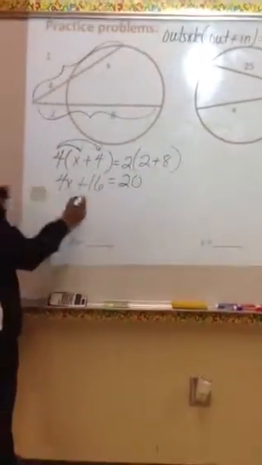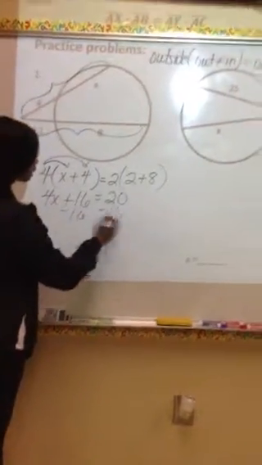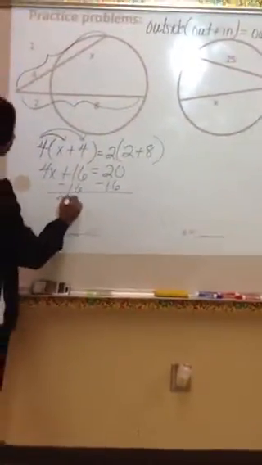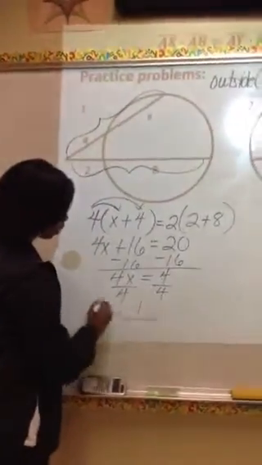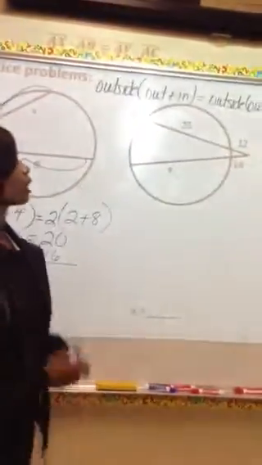And now to isolate x, we want to move the 16 first by subtracting 16 from both sides. And that leaves 4 times x is equal to 4. And then we need to divide each side by 4, and we find that x is 1. Very simple. All right, so now let's go to the second problem.